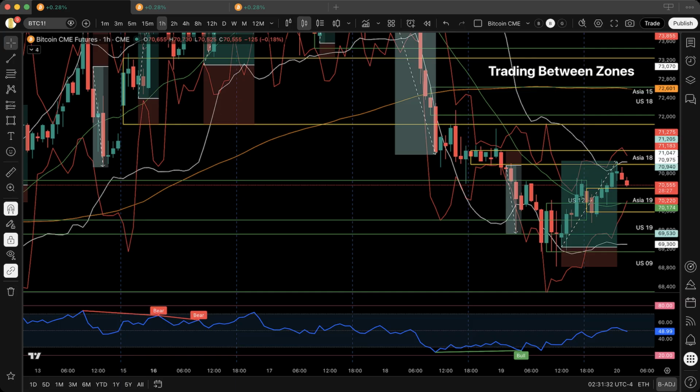Now we bring in the third axis. Location. Where is price relative to moving averages and bands? During the March 19th U.S. session, price moved back toward the middle of the Bollinger structure. This indicates neutral positioning, not strong trend.